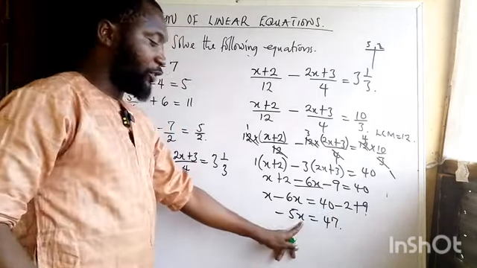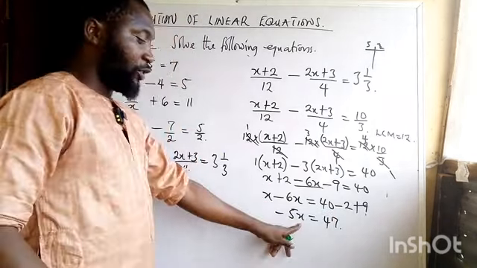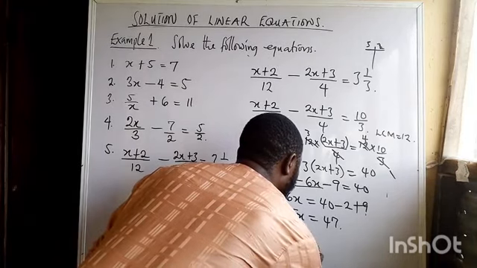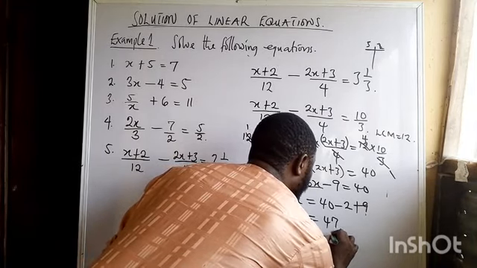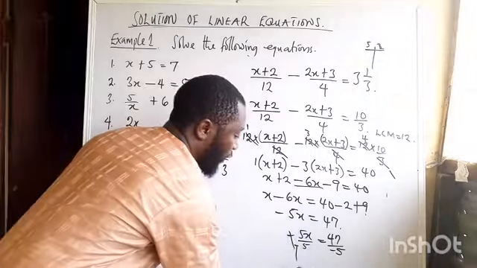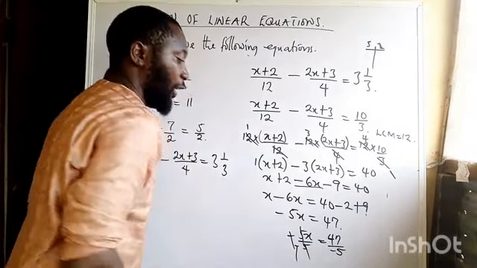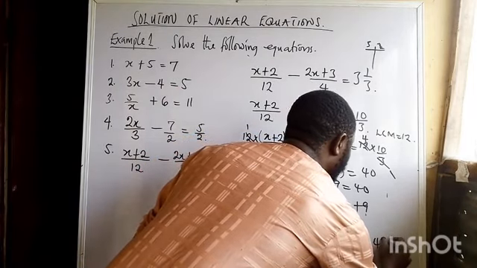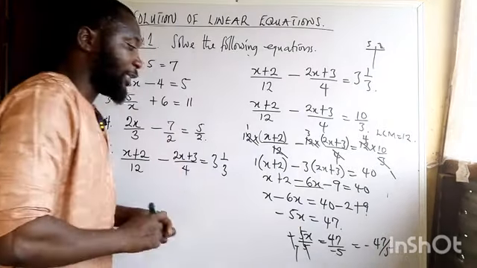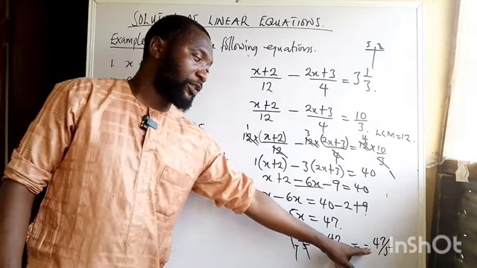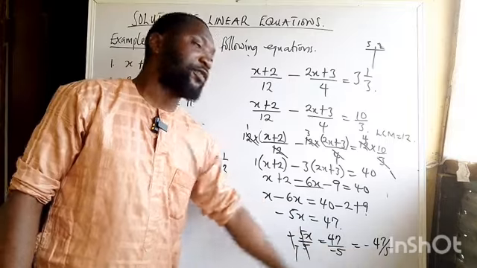Now to get x, you divide both sides by negative 5, not just ordinary 5, because you want to remove anything that is attached to x. So we have negative 5x over negative 5 equals 47 divided by negative 5. The negative cancels the negative sign, 5 cancels 5. What is left is x. So you have x equals negative 47 over 5. You don't write 47 over negative 5. Take out your negative sign: negative 47 over 5.